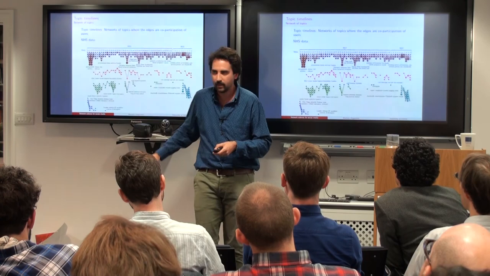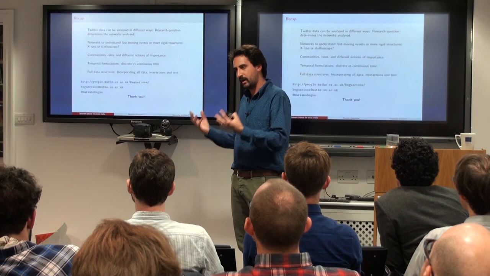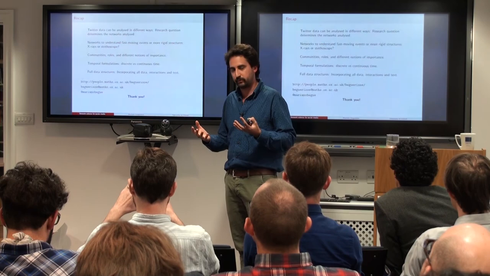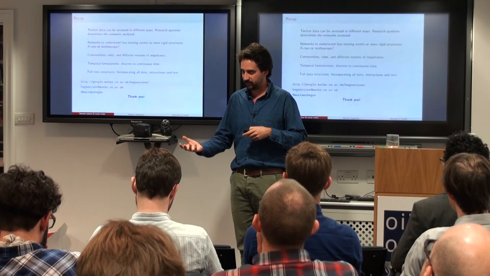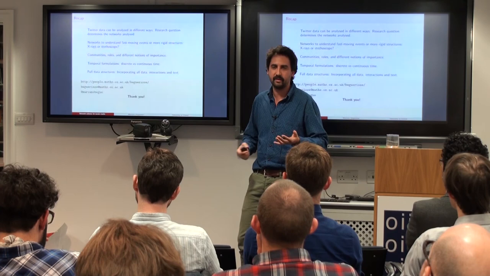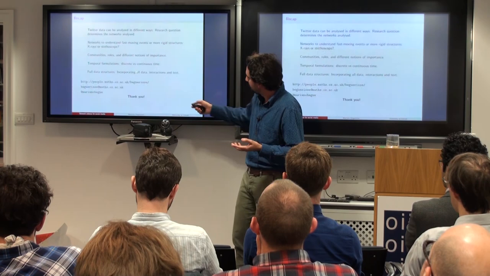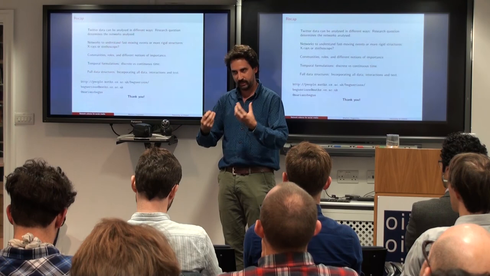And I think that's pretty much it. So just to recap, if you're analyzing Twitter, you have to be mindful of the question that you want to answer, and that will dictate the modeling choices that you make, the types of networks that you build, whether you analyze temporal or not. We can look at communities, roles, text. And our ambition is to go on to full data structures and incorporate all data interactions and text, and be able to get a really crisp, knitted picture of how people interact about events.